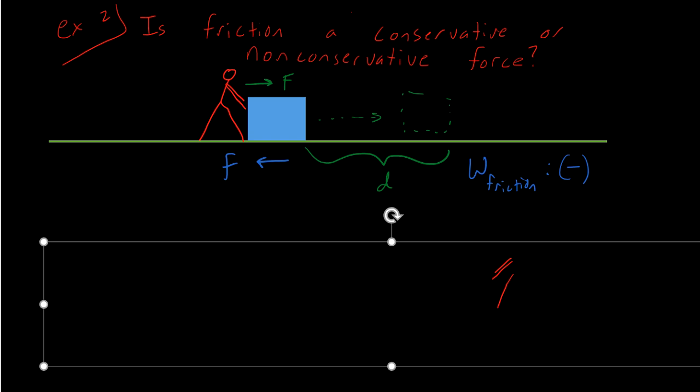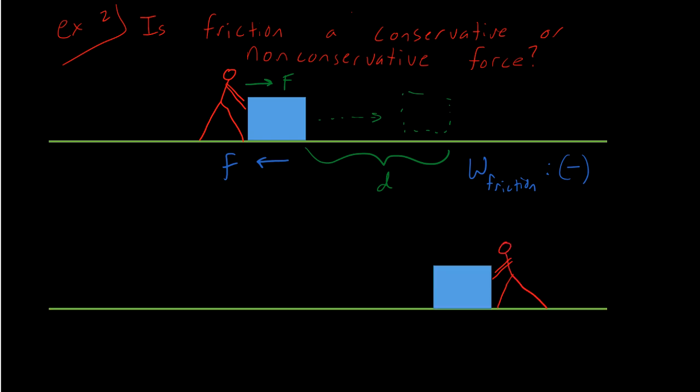Well, now let's see what happens if I move the box this way. Here I am trying to undo, see if I can undo that friction. Now the displacement is going to be this way. I'm going to get it back over here. So here's my D again. If the box is moving this way, what direction is friction? Oh, it's pointing now to the right. Is the work done by friction positive or negative? It's still negative because friction always opposes motion.